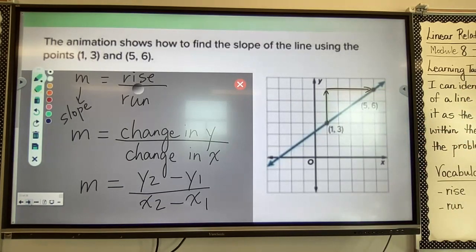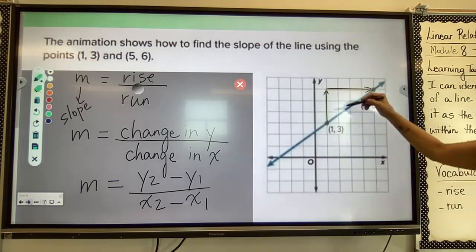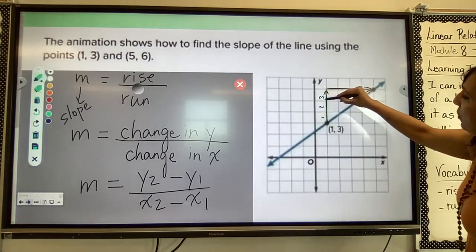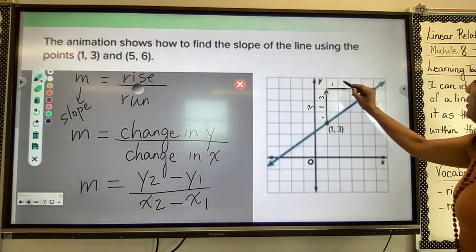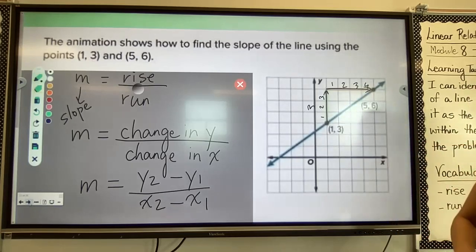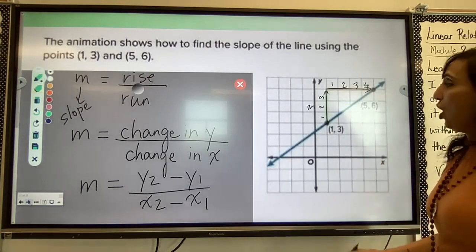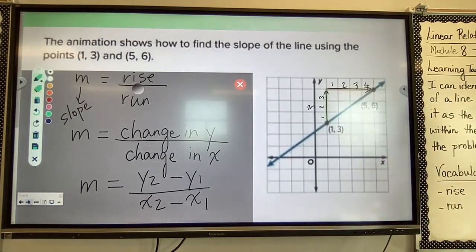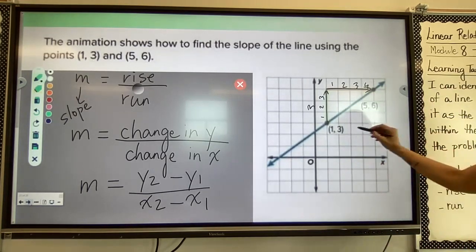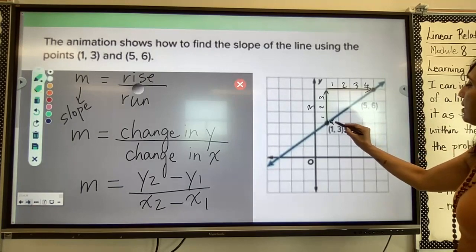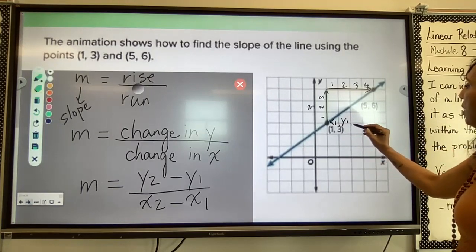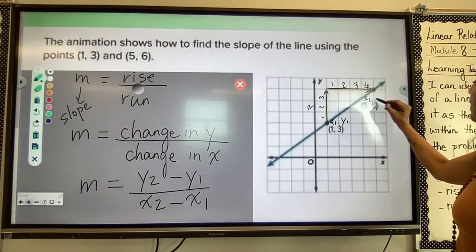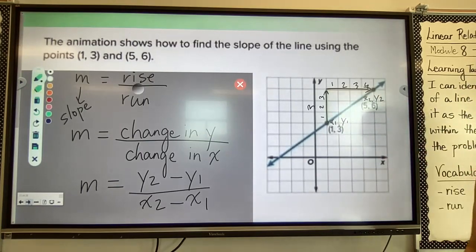That is just going to straight up show me that my rise over here is 1, 2, 3, so this is 3. This is 1, 2, 3, 4, which is my run. So 3 over 4 is going to be my slope, or I can look at y2 minus y1. So this is x1, this is y1. This is x2, and this is y2.